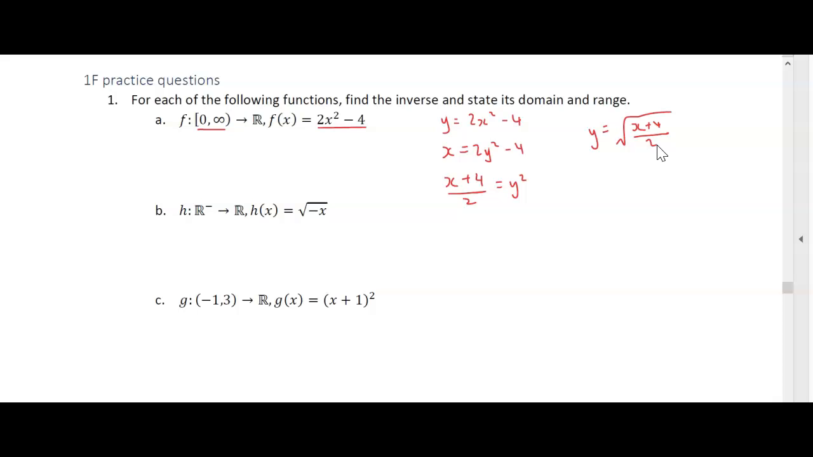So y equals, we can't leave it like that. If you did that on an exam, it would be marked wrong. You need to change your notation to show that it's the inverse. So there's your inverse function there. And we do need to state its domain and range.